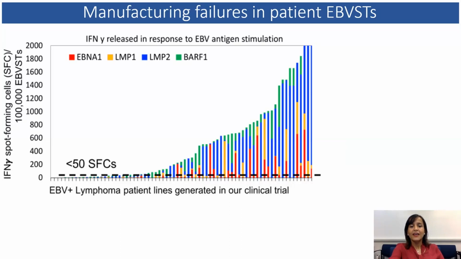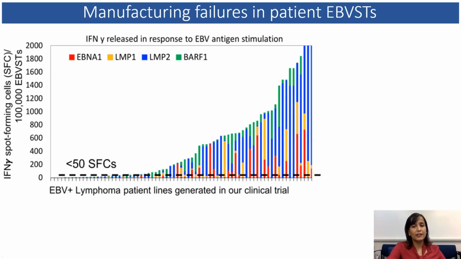On the x-axis, each line represents a patient line that was attempted to be generated. And you can notice here that this dotted line, which signifies less than 50 SFCs, marks the lines that only had 50 cells secreting interferon gamma per 100,000 EBV-specific T cells. You can see here that a lot of the lines had really low antigen specificity, below 50 spot-forming cells. This just tells us that a lot of our lines do lack antigen specificity.